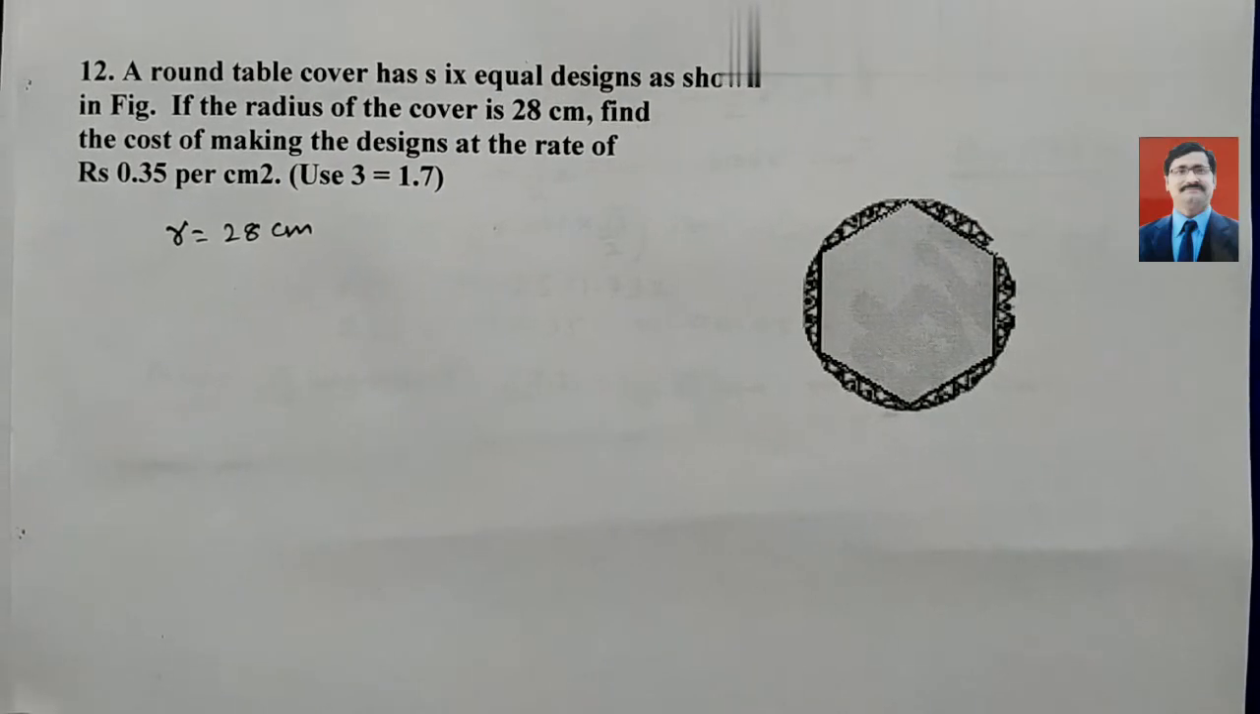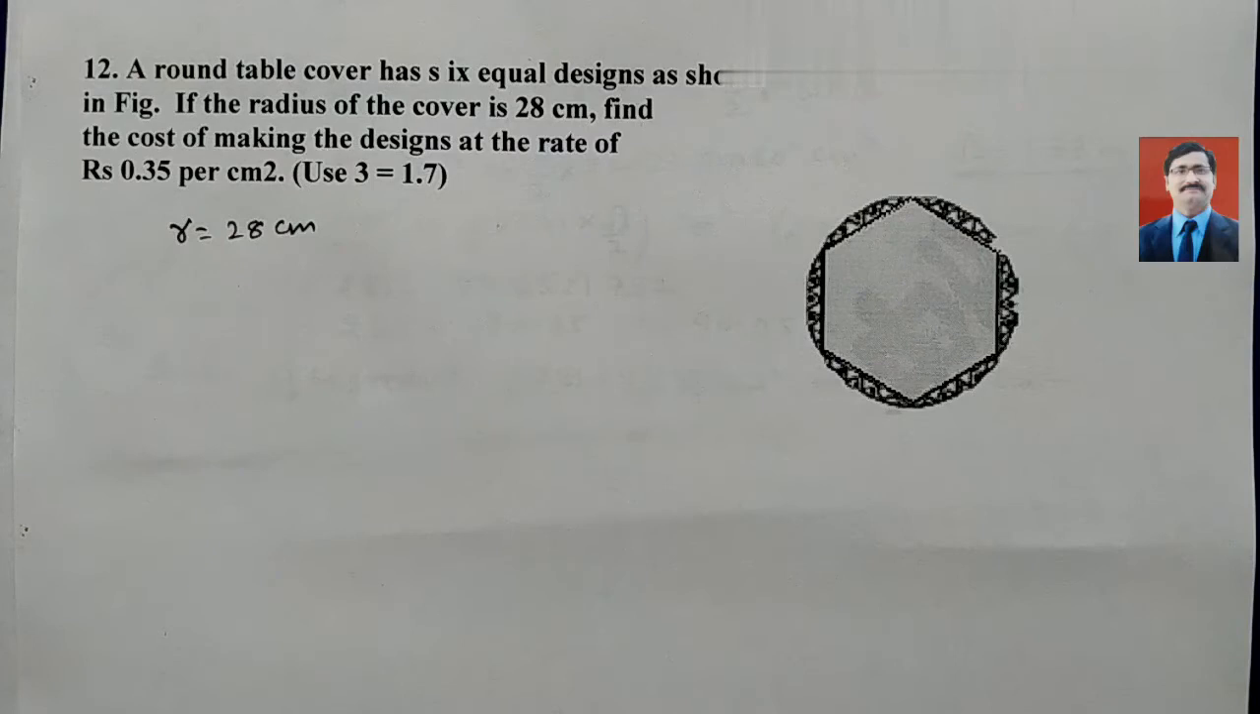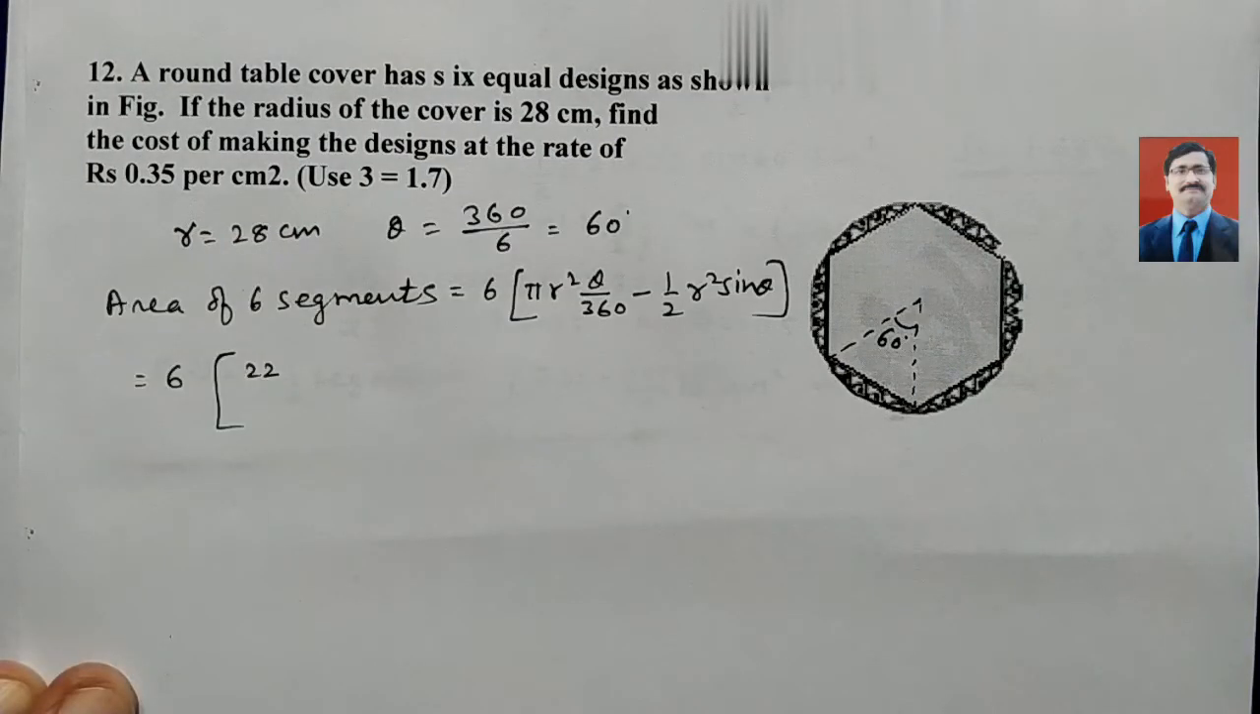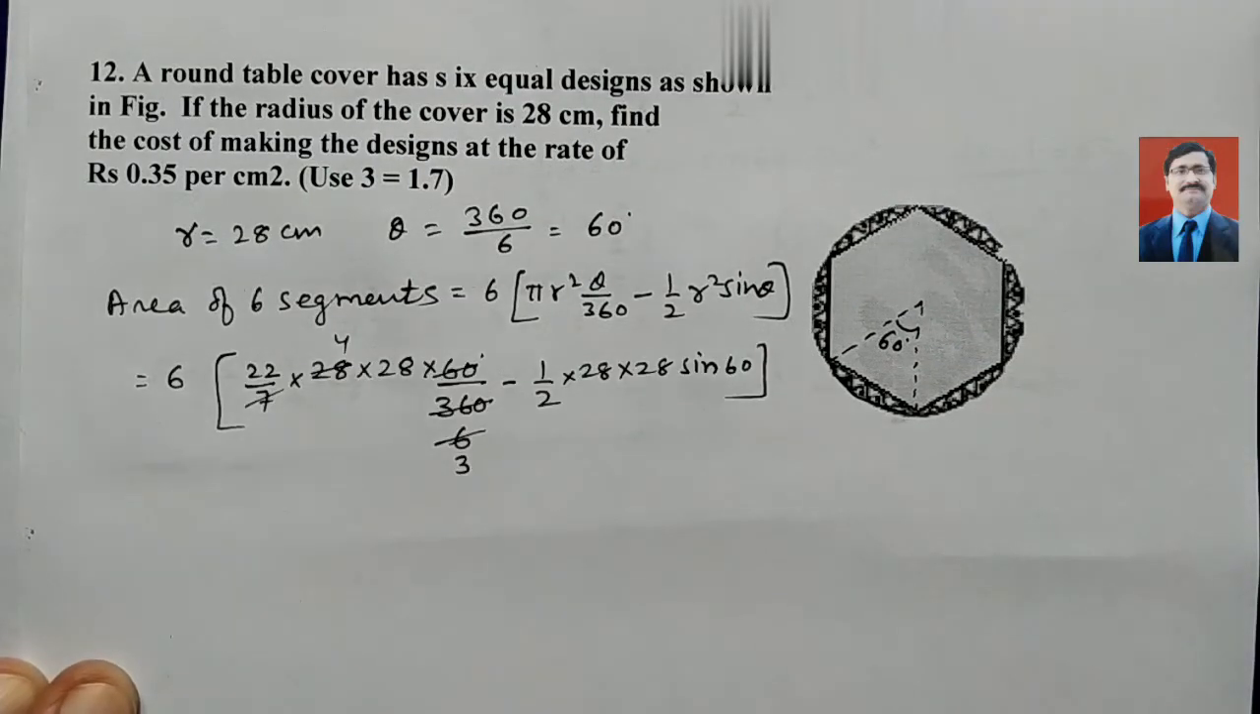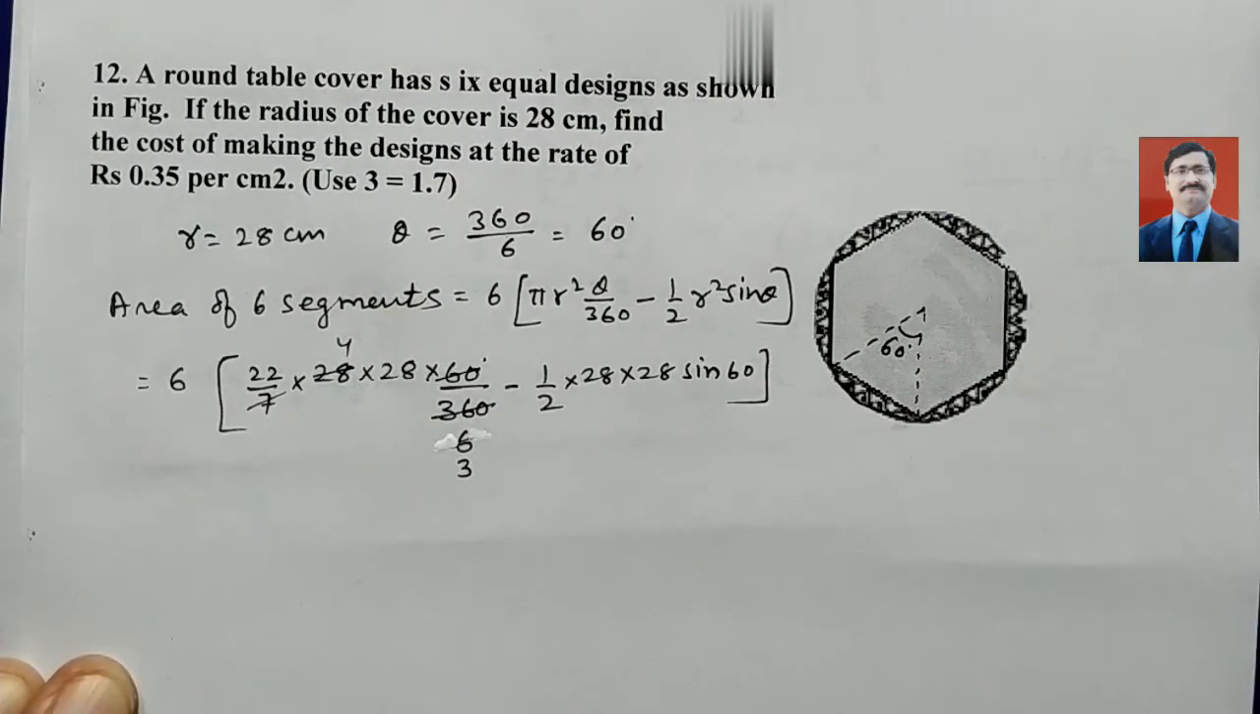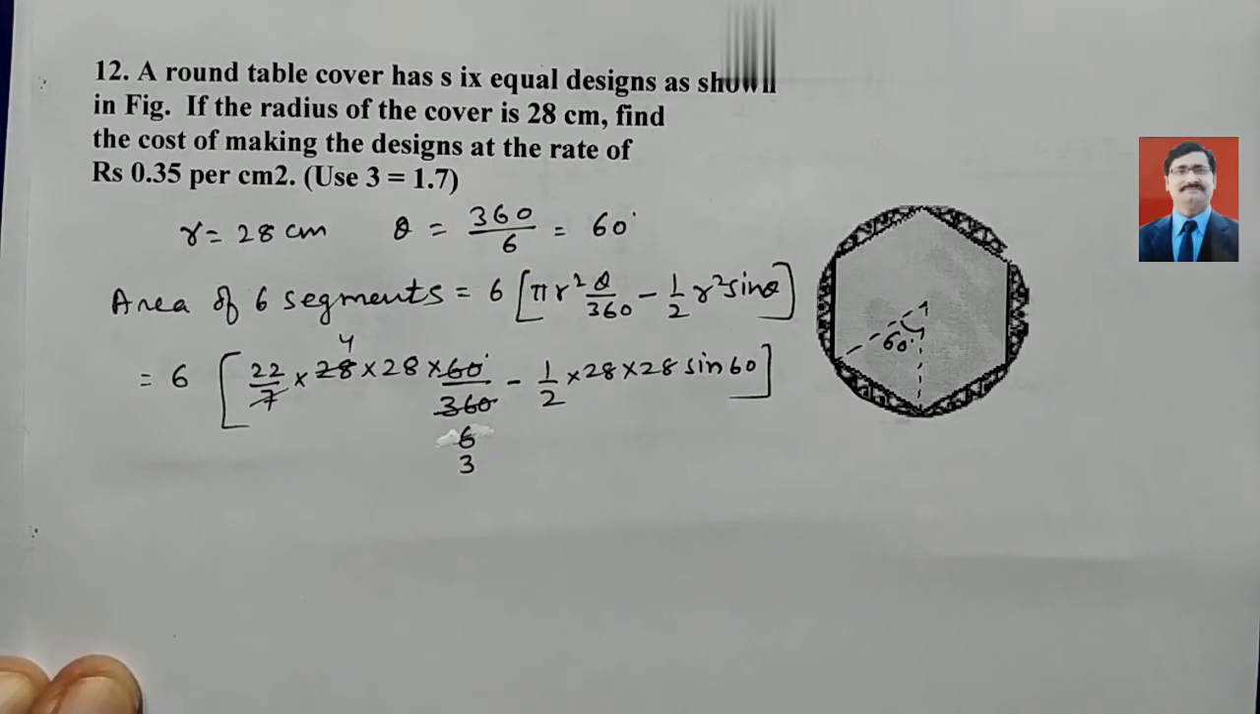A round table cover has a 6 equal design as shown in this figure. If the radius of the cover is 28 centimeter, find the cost of making the design at the rate of 0.35 per centimeter square. Use root 3 equal to 1.7.